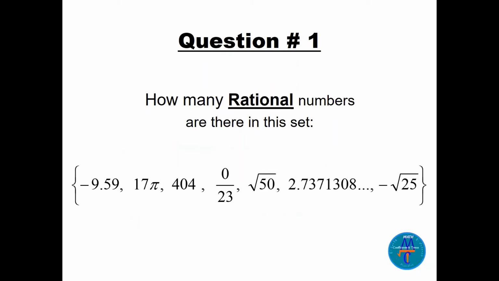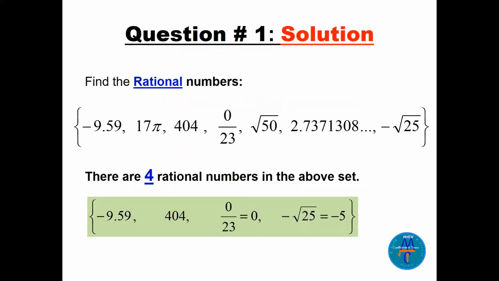Now let's go to some questions, three simple questions. How many rational numbers? Just try to apply the terms because it's very important in math to understand the question. How many rational numbers are there in this set? You have to look and compare. See, minus 9.59, 17 pi, 404, 0 over 23, etc. So you can pause the video for a second or so, and then try to see how many rational numbers. I can see the first one, I can see the second one, I can see the third, and I can see the fourth. So I think there are 4.